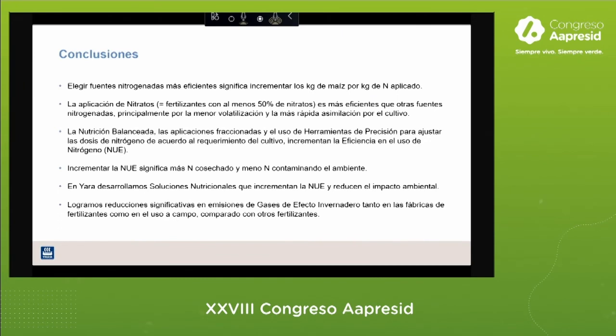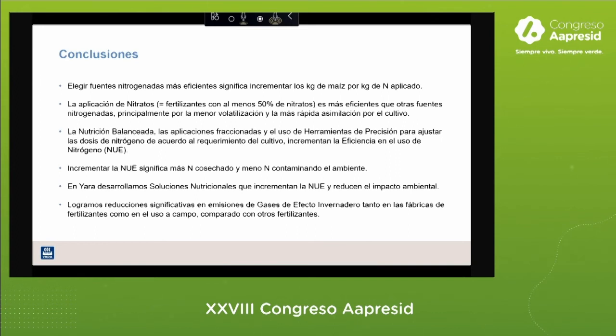And with this, I would like to conclude the presentation. The main conclusions are that if we choose more efficient nitrogen sources, we can increase the kilogram of grain that we harvest per kilogram of nitrogen applied. And that means application of nitrates.